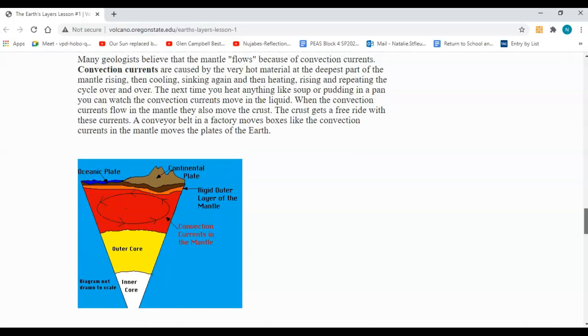So here we have the diagram. Take a moment to study it, and it points out the convection currents. So what do you notice, and what does it make you think or wonder? All right, if you need more time to study this picture, press pause.